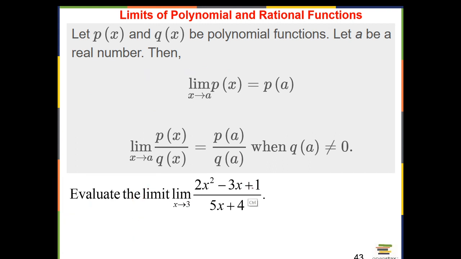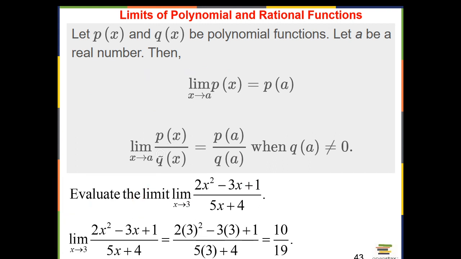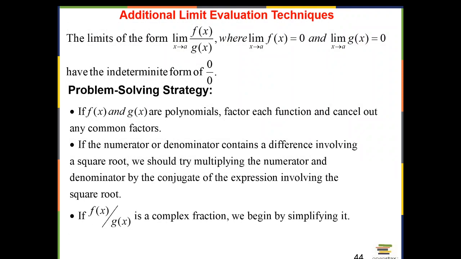Just substitute, right? So we just substitute 3. 3 is in the domain, so we can just substitute and get the answer, right? And I'll let you check that out. Just stop the video if you want to look at it.